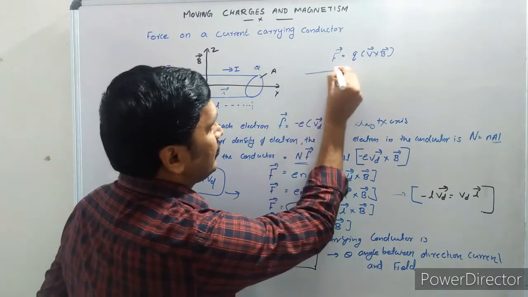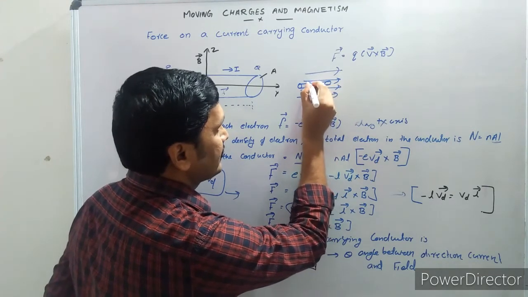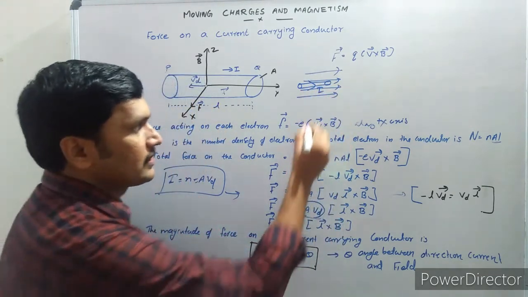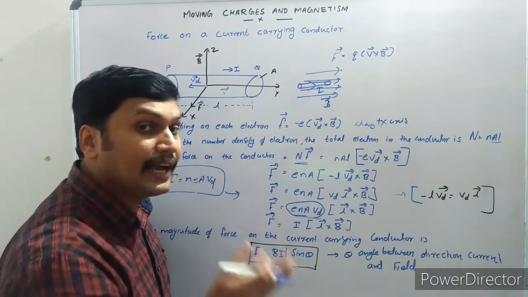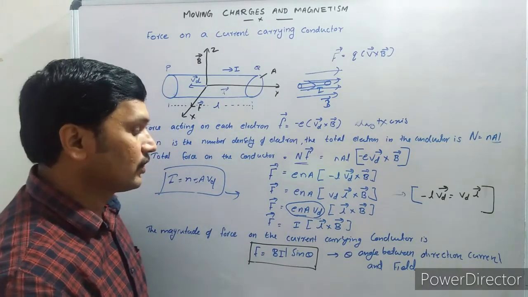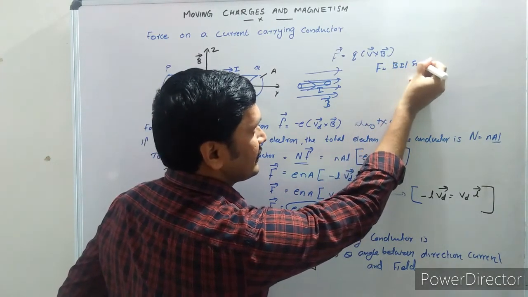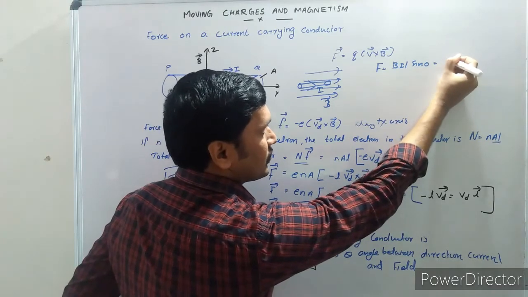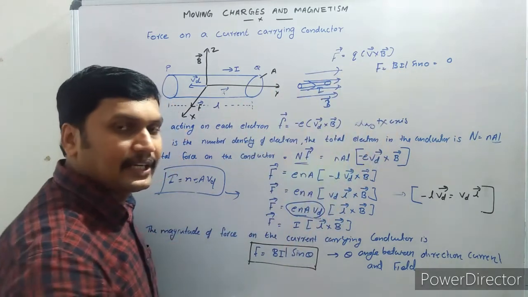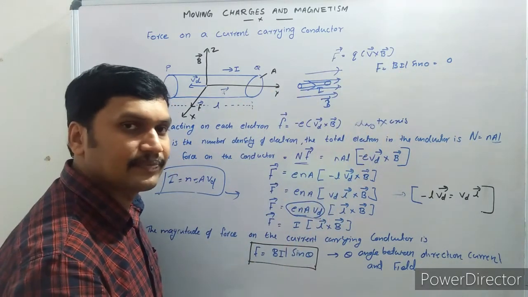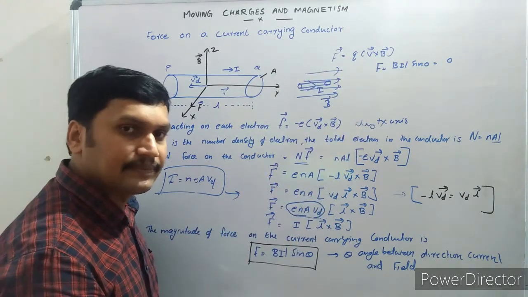Suppose we have a uniform magnetic field like this. This is a uniform magnetic field and this is our conductor, and this is the direction of current I. It means B and I are parallel, or B and L are parallel. So what is the magnitude of force? The magnitude of force F is equal to B I L sine 0. Sine 0 is equal to 0, so force is equal to 0. That is, if the conductor is parallel to the magnetic field, no force is acting on that conductor.